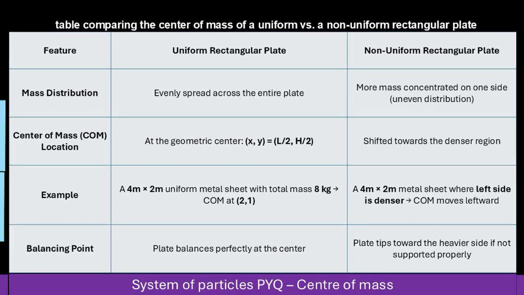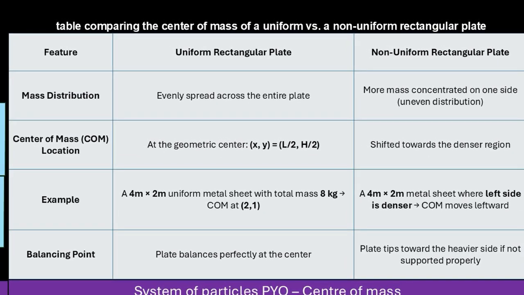Just to compare the differences between the center of mass of a uniform versus a non-uniform rectangular plate: mass distribution is even in uniform, and uneven in non-uniform. The center of mass would be at the geometric center for uniform, and it would be shifted towards the denser region in an uneven distribution. Okay, right.